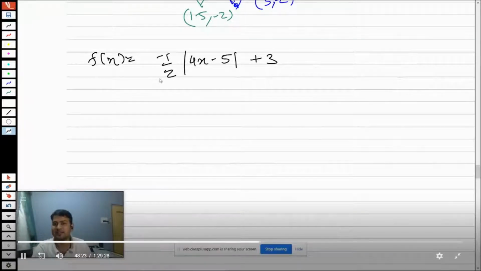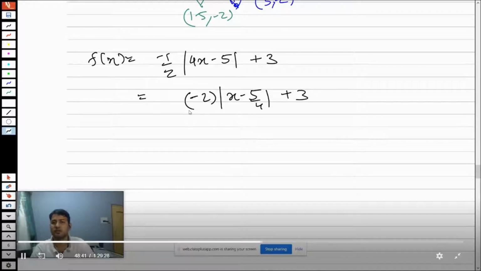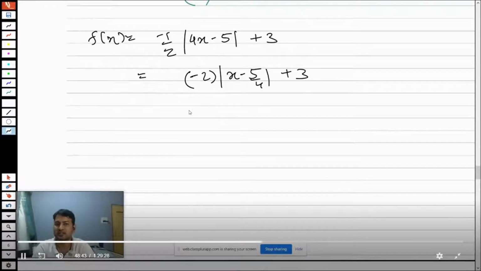Okay, so if I take 4 out common here, this becomes minus half into 4 into mod of x minus 5 by 4, plus 3, right? So this 4 and these things combine to give me minus 2. So it gives me minus 2 times mod of x minus 5 by 4. What this minus does is the graph is going to be an inverted V now. Okay, so the graph is going to be an inverted V.